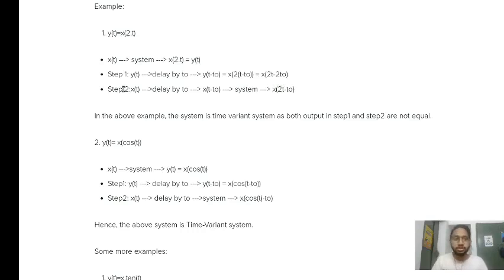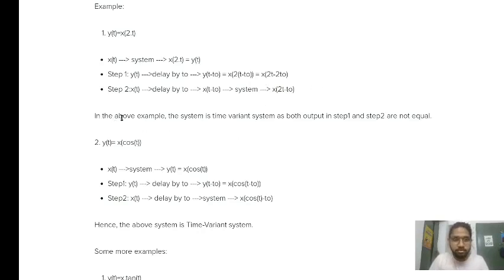But in the second case, we delay the input itself by t naught. So after delaying the input, it is x of t minus t naught. When we feed this to the system, let's see what the system is doing. The system is doing time scaling, so it is multiplying the time itself by 2. Okay, it is not 2t minus 2t naught. The t naught is a constant, so it would not be 2 times t minus t naught. It would be 2t minus t naught, because t naught is a constant. So as we can see, both cases are not equal. So it is a time variant system.